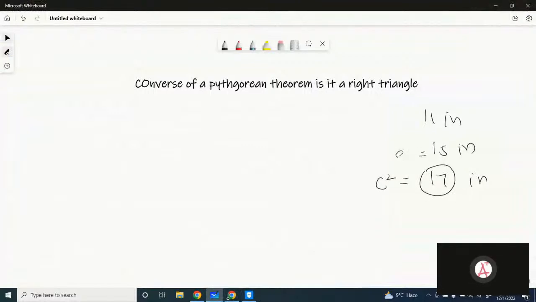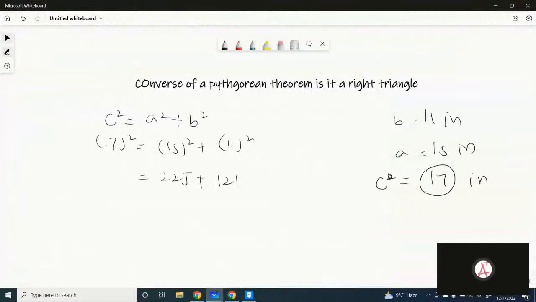Then of the rest, one of them is the base and one of them is the opposite. So it would be c square equals a square plus b square. Just replace the variables with the values. C is 17 square, equals a is 15 square plus b is 11 square. 15 square is 225, 11 square is 121, and 17 square is 289. Okay, add this side. Let's see if they are equal.